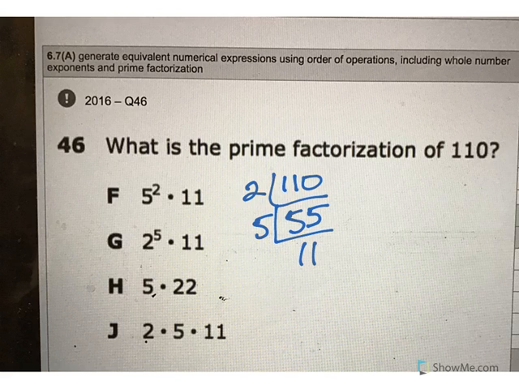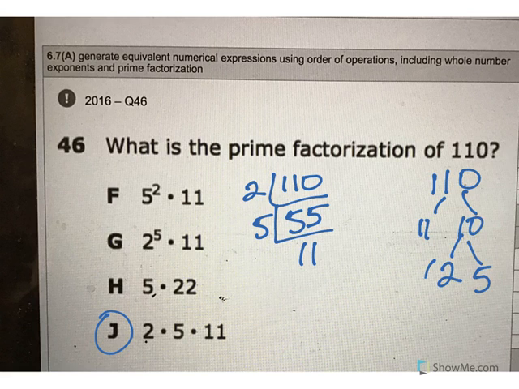Let's check it, make sure we got it right. 2 times 5 is 10. 10 times 11 is 110. That's our answer. If we did the factor tree, we'll do 11 and 10 and 2 and 5. And you still get the same answer.